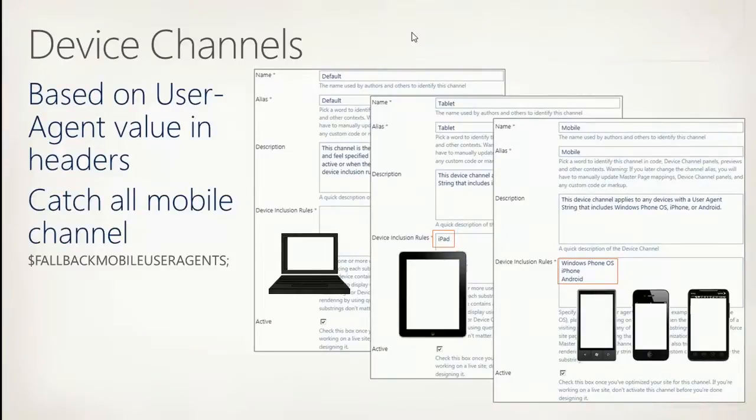Finally, you can make a catch-all mobile channel. So you can target it like I have here for different devices. You can get more specific and dial it into just iPad 2 versus iPad 3 or Windows Phone 7.5 versus Windows Phone 8. And at the very end, you can also put in that phrase you see there, the $fallback mobile user agents. You put that in your device inclusion rules and make a channel out of it. And it's going to say, any mobile device that I already haven't made a channel for, I want you to render out this content to work for it.